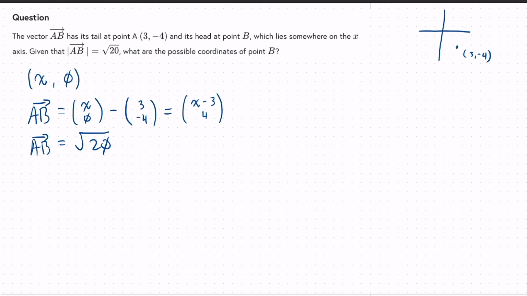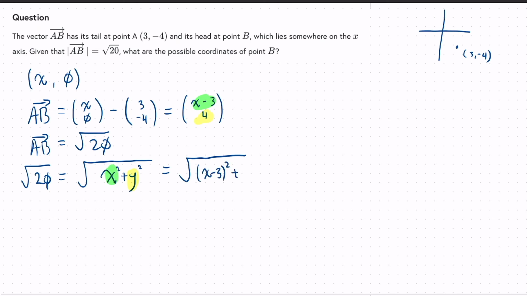So what we're going to have here is the square root of 20 equal to, well, how do we write this as a vector? Well, remember, it's x squared plus y squared. And so here we have our x value, and here we have our y value. So that becomes, I'm just going to do it over here for space's sake, the square root of (x minus 3) squared plus 4 squared.